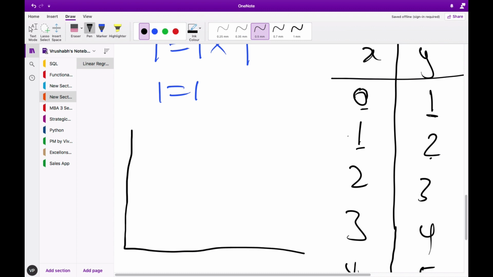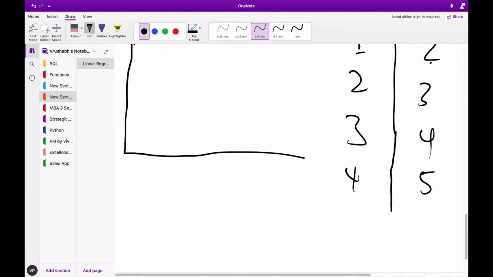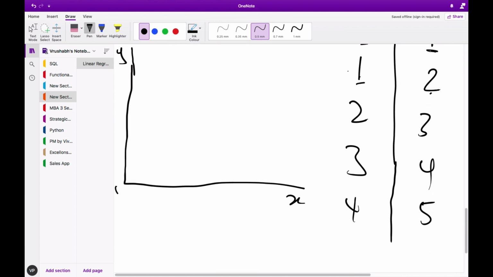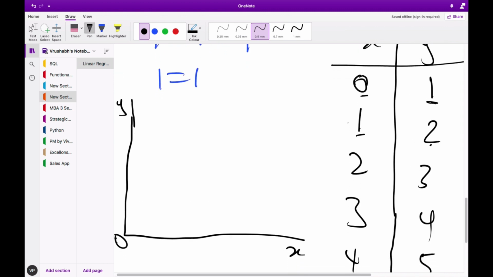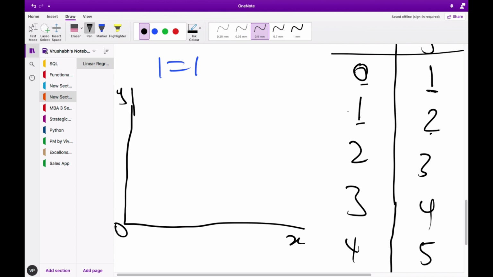And then we'll have our y over here, and we're going to have our x over here. Okay, and then we will have our origin, which is 0 over here. Okay, now let's actually label it. So we're going to have 1 over here, then we'll have 2 over here, then we'll have 3, we'll have 4, and then we'll have 5 over here.